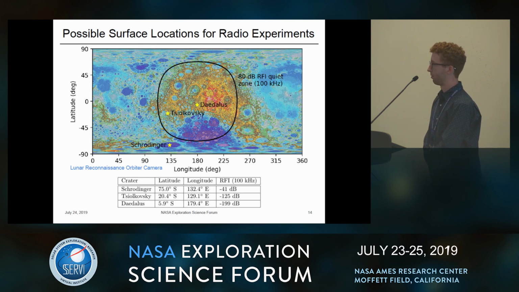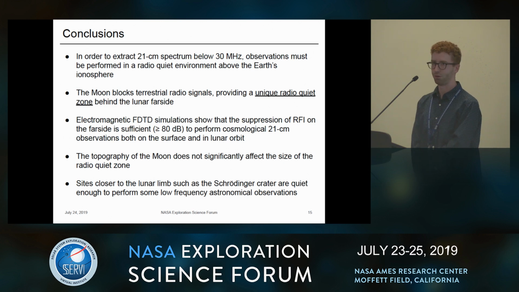And so really what I want the takeaway from this talk to be is that there's a very large region on the lunar surface and behind the far side where there's sufficient attenuation of radio interference from Earth that we can perform these very sensitive low-frequency 21 centimeter observations from this radio quiet environment behind the far side. And I will just put up my conclusions and take any questions.